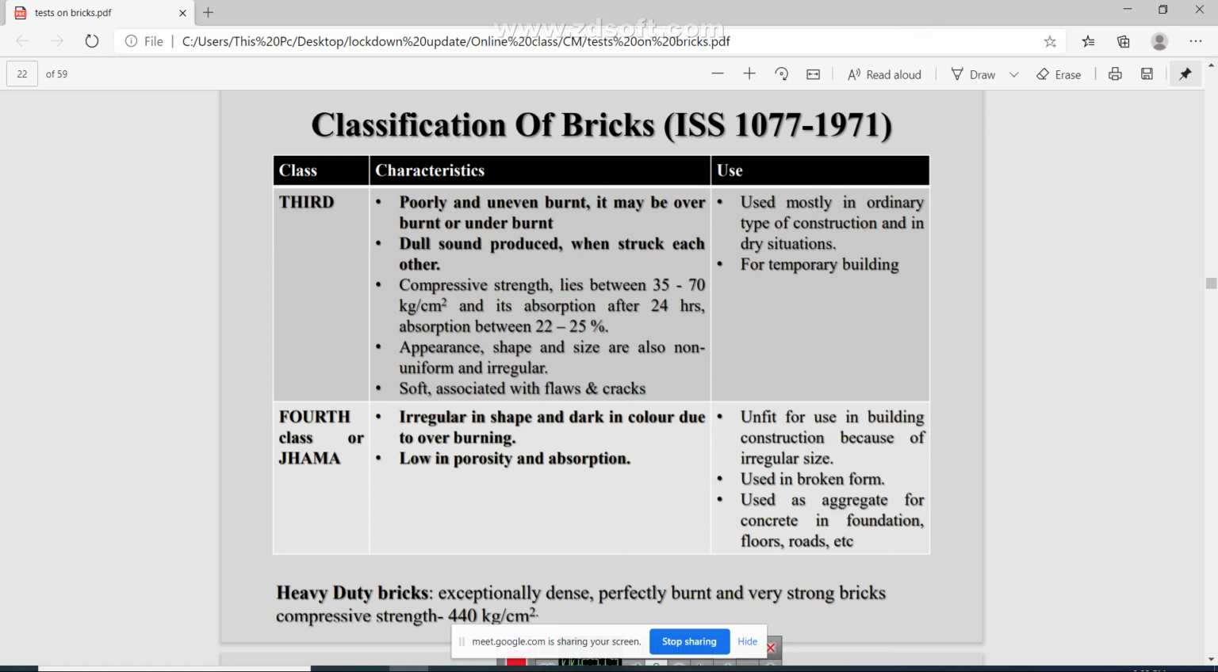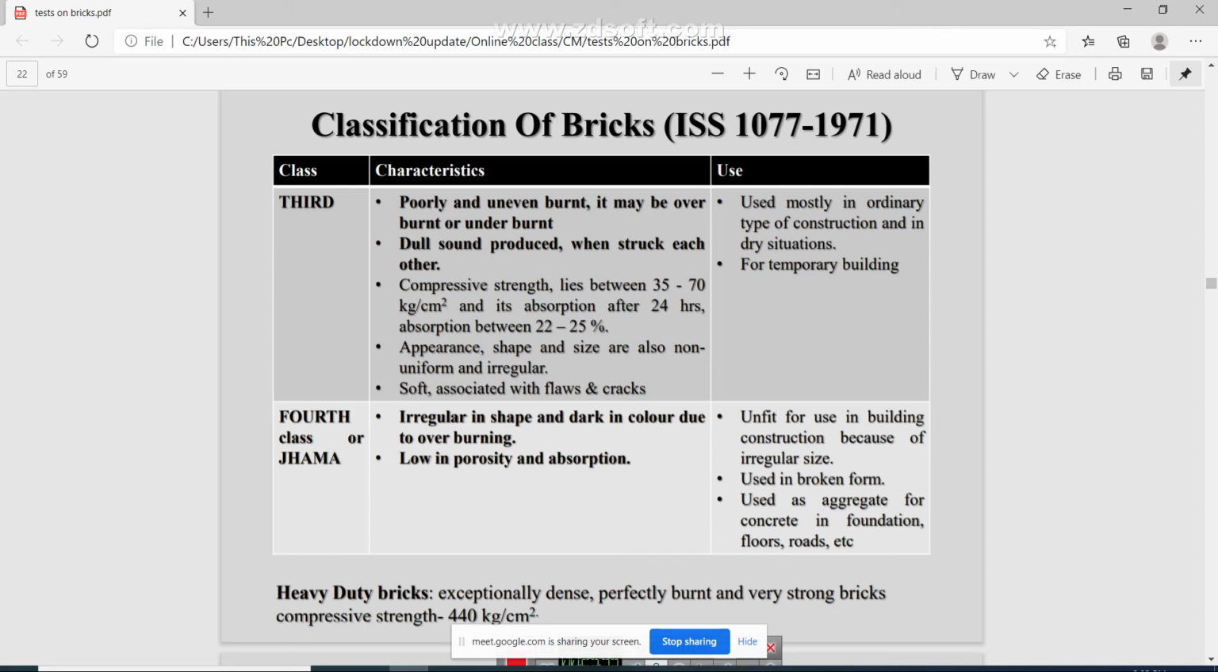And now the last class brick is known as fourth class brick. First class, second class, third class, and fourth class. But fourth class has one more name coined, that is known as Jama brick, Jhama, Jama. So Jama brick has the characteristic that it is irregular in shape and dark in color because it is overburnt. Okay, overburning will lose its shape and color, and it is very poor. So it is low in porosity, absorption, etc.